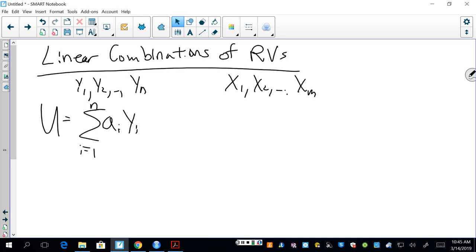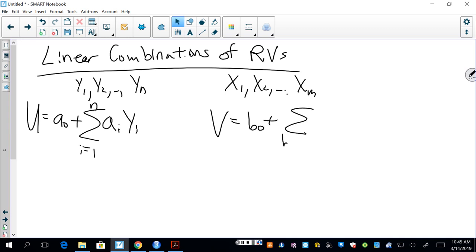It's called linear because we're going to put an A0. Let's make this even. An A0, some constant plus a multiplier times these. We could do a similar thing with the x's. So we have B0, B, I'm going to do L, K. I'm going to call it K, for that index.